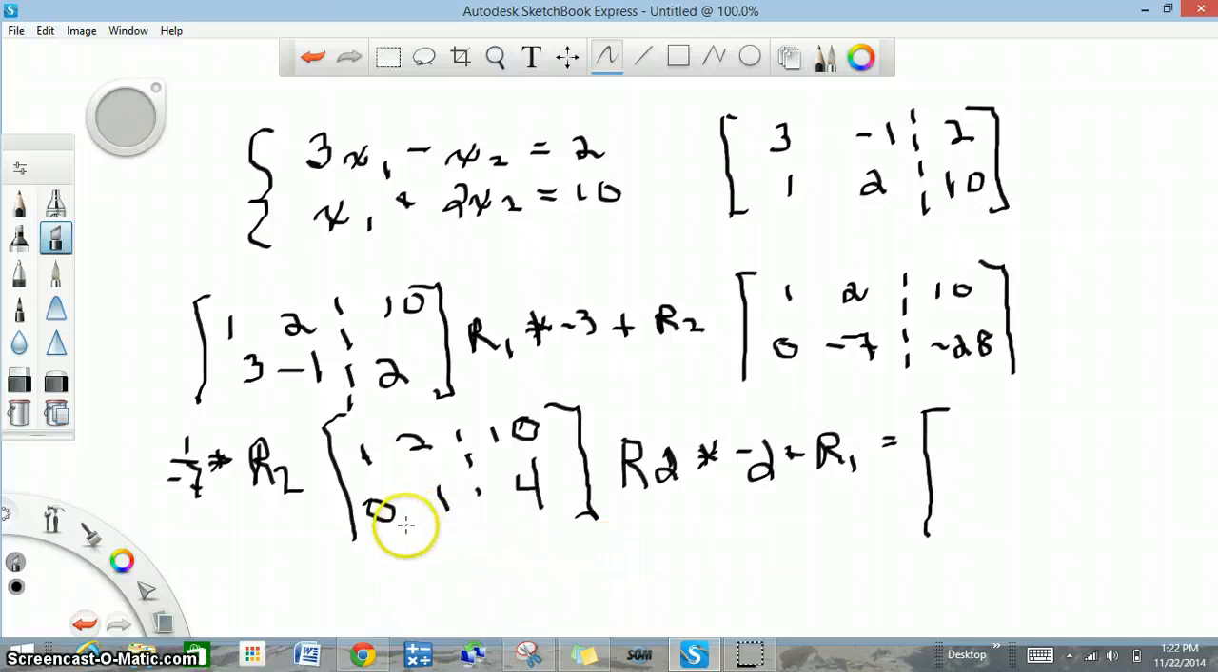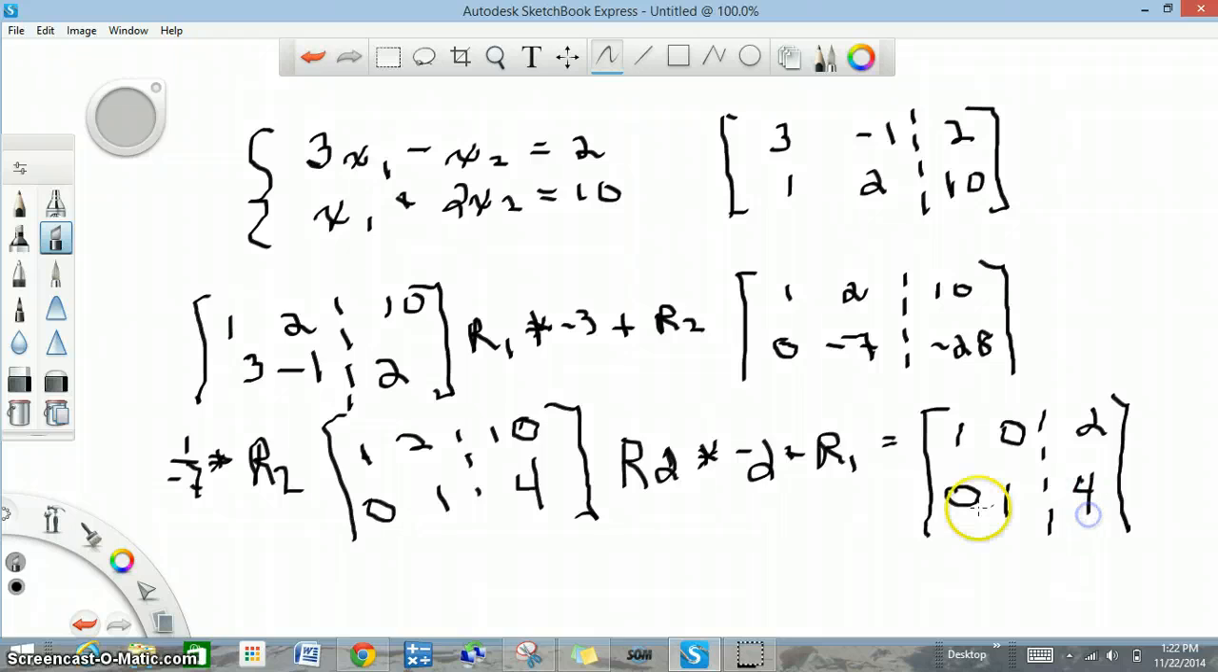So 0 times -2 is 0, plus 1 is 1. 1 times -2 is -2, plus 2 is 0. 4 times -2 is -8, plus 10 is 2. Our second row was not affected, so it continues to be 0, 1, and 4.